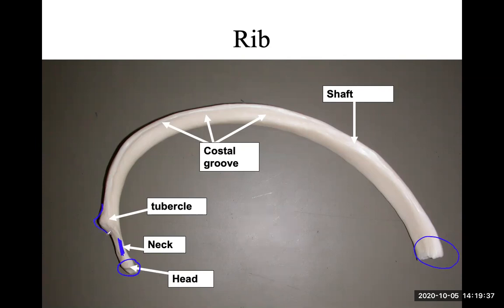You have this little bump called the tubercle, which is again a point of attachment for muscles. You have this indentation in the rib called the costal groove. And then the rest of the bone is called the shaft. So ribs are pretty simple. Just remember these 5 structures for the rib, and then also be able to, again, classify the ribs based on their number.